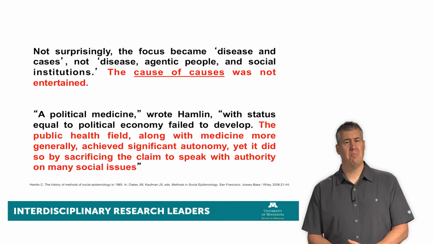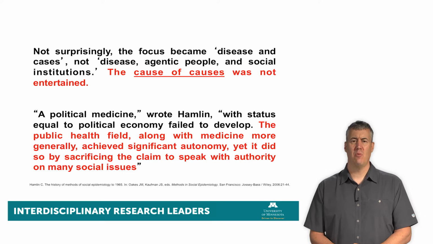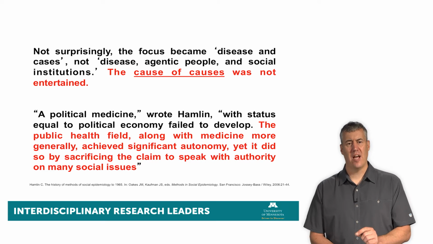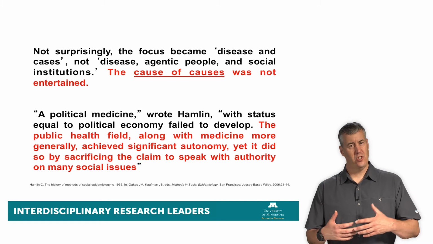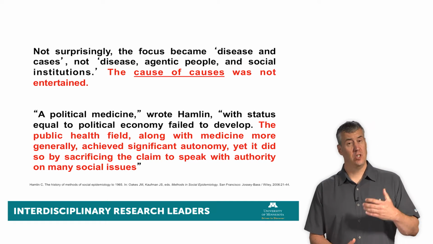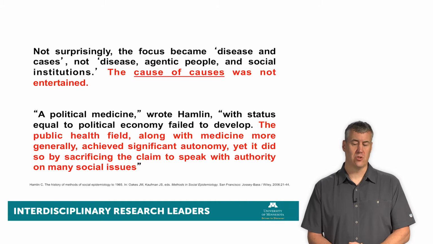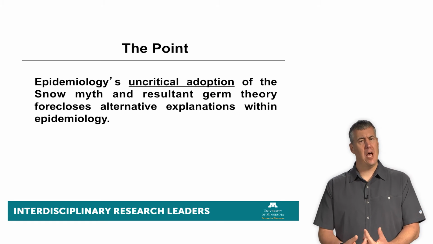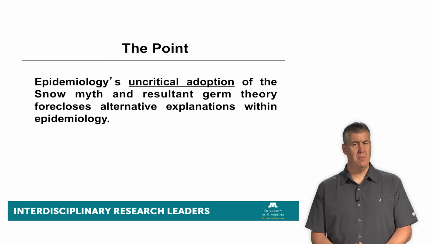And then, as Hamlin wrote, Christopher Hamlin, one of my favorite medical historians, a political medicine with a status equal to political economy failed to develop. The public health field, along with medicine more generally, achieved significant autonomy. Medicine got autonomy, but it did so by sacrificing the ability to speak with authority on social issues, such as income inequality, such as people living on top of the hill and at the bottom of the hill, such as all kinds of discrimination.